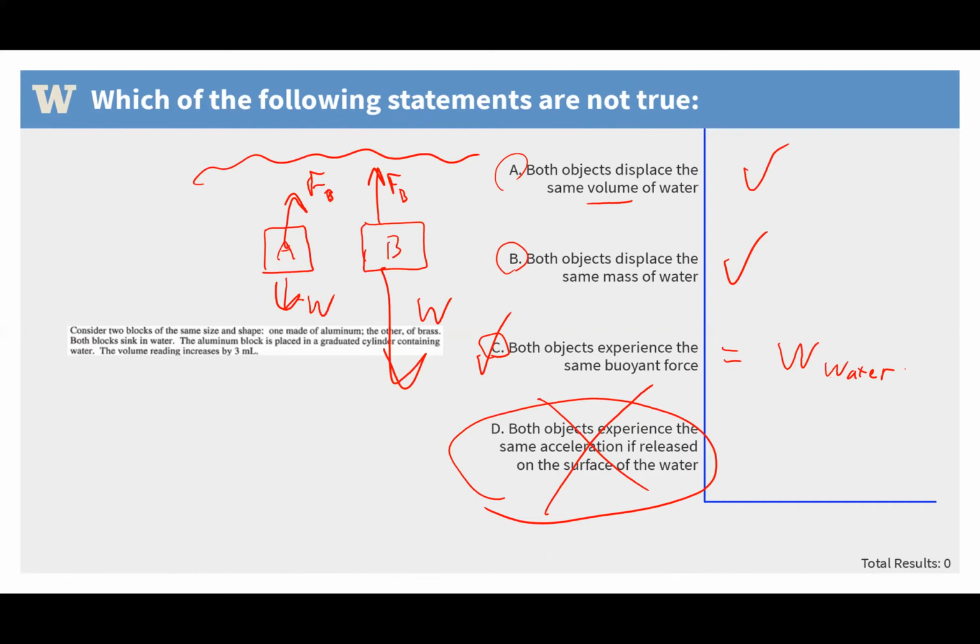So then what's different between these two objects if they have different densities? Well, they're going to have different weights. And so while they have the same buoyant force, they're going to have different weight forces. So they're going to accelerate different amounts based on their different densities. But since they both sink and they're both the same volume, they're both displacing the same amount of water and therefore experiencing the same buoyant force.